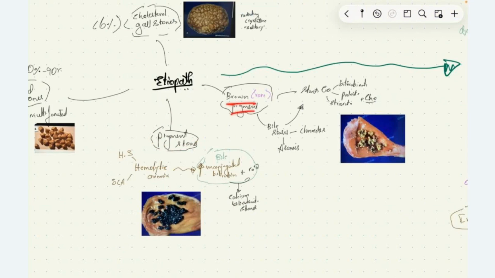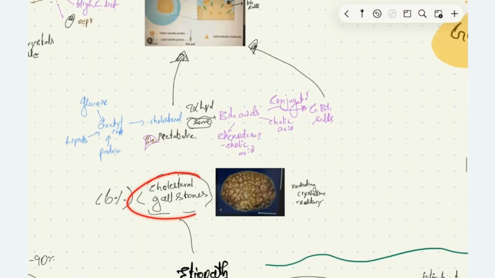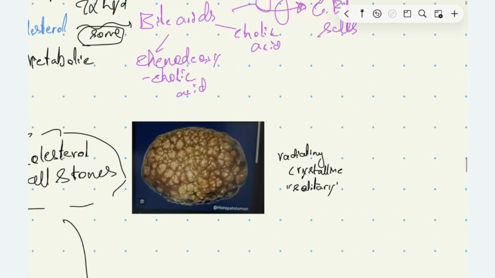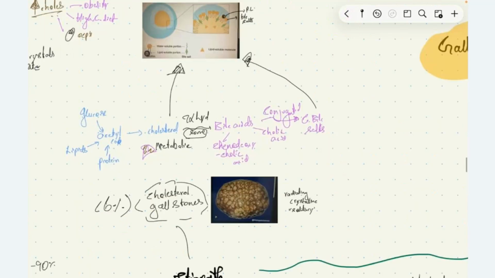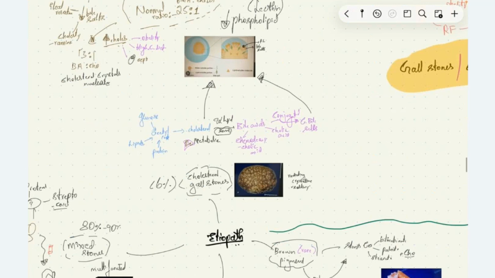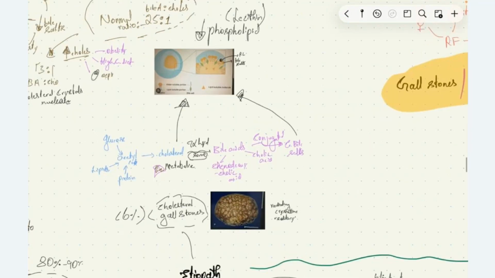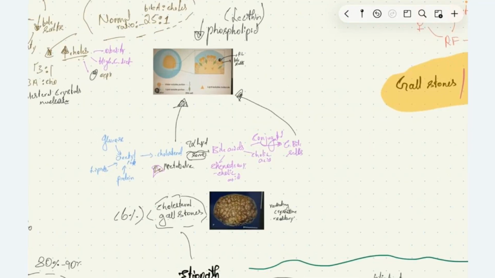We are now seeing the pathophysiology of cholesterol gallstones. These are the cholesterol gallstones. Please don't think of it as a chocolate. It's the result of consuming more and more chocolate. Okay. It's a radiating crystalline solitary stone which is formed due to excessive intake of fat, calories, and obesity, which we'll see now.